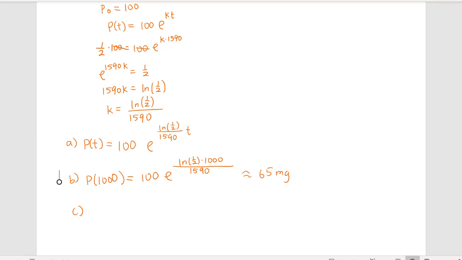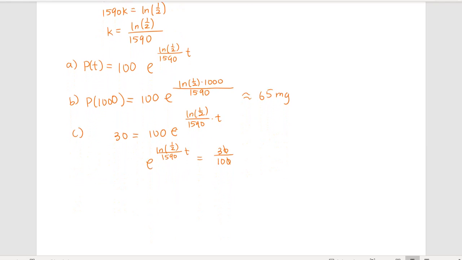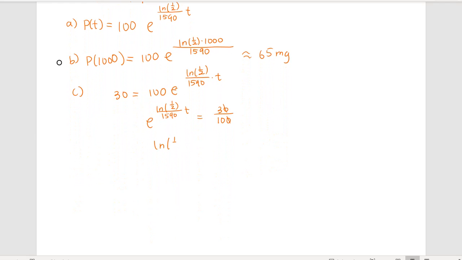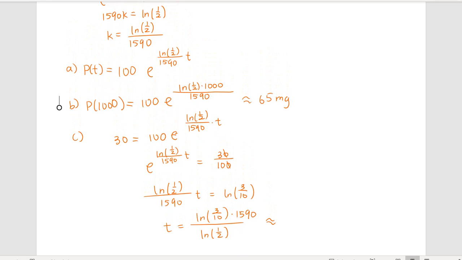All right, and then find the time such that P of t is 30. So 30 equals 100 e to the ln of 1/2 over 1590 t. Both sides divided by 100. So e to the ln 1/2 over 1590 t is 30 over 100. We can cancel the 10, and then we can apply natural log. On the left-hand side, we have ln of 1/2 over 1590 t equals natural log of 3 over 10. So t is natural log of 3 over 10 over natural log of 1/2, times 1590.